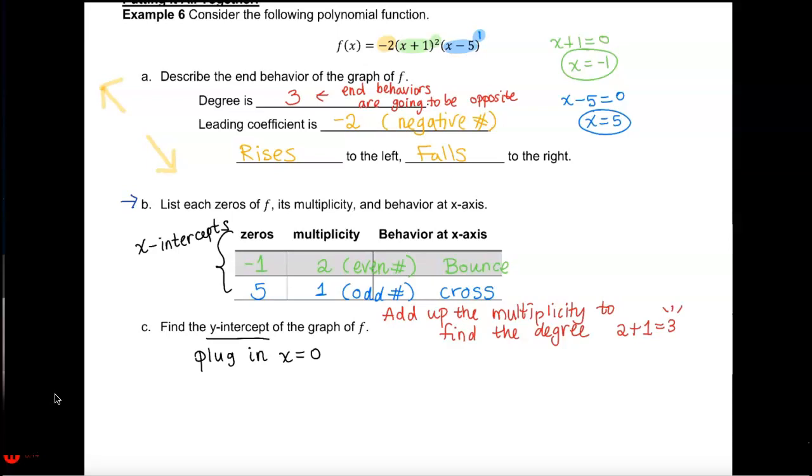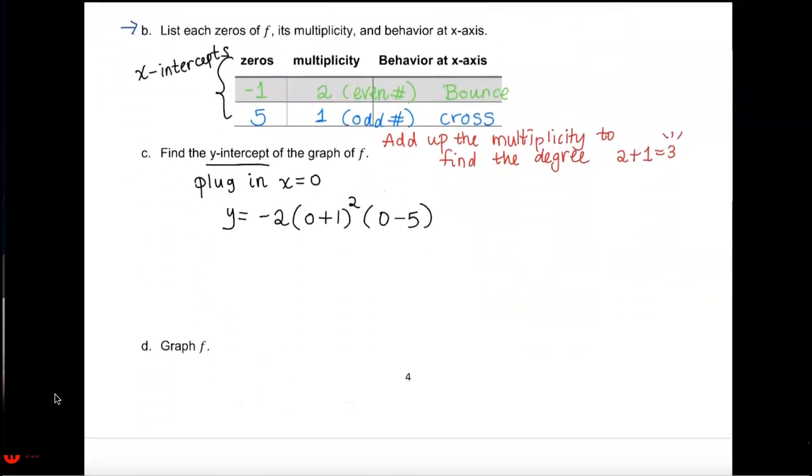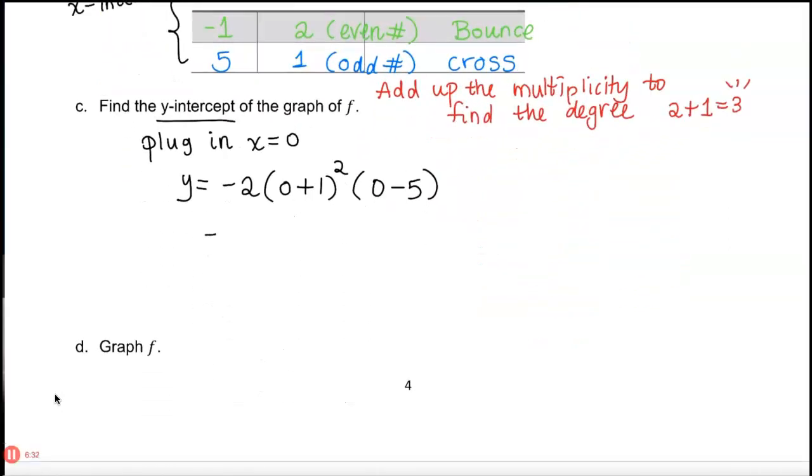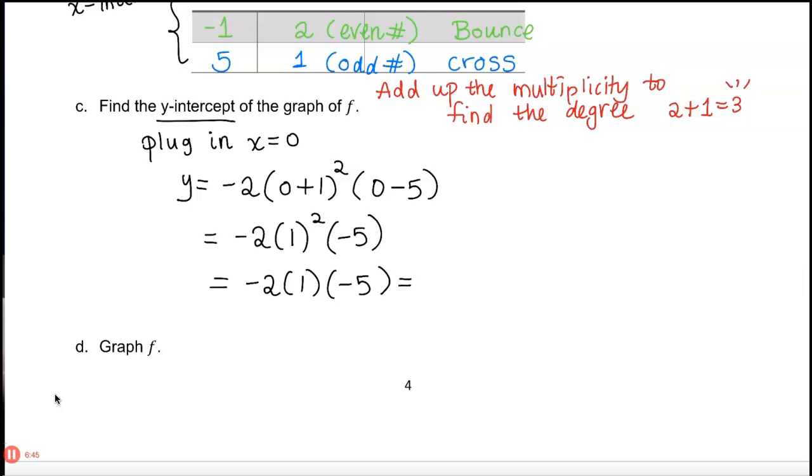Let me zoom out and write down the function. The function is negative 2 times (x plus 1) squared times (x minus 5). So I'll put 0 plus 1 squared, and x minus 5 turns into 0 minus 5. All I need to do is evaluate this. This gives me negative 2 times 1 squared times negative 5, which is negative 2 times 1 times negative 5, and that is 10. So we're going to have a y-intercept at 10.